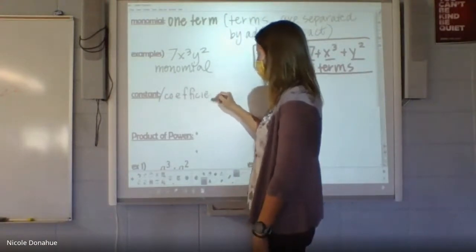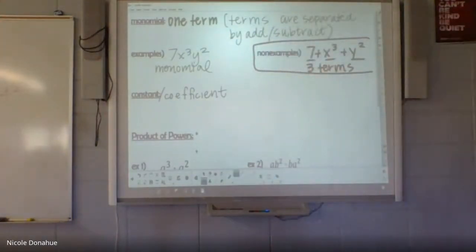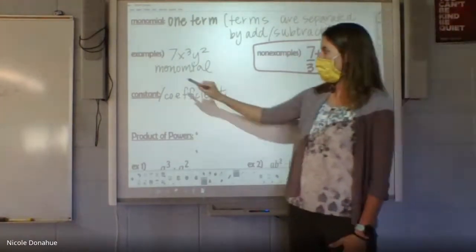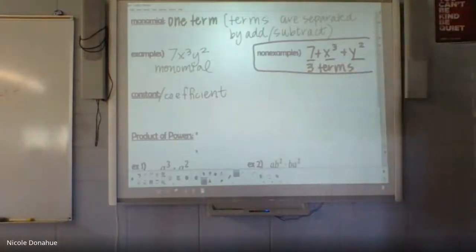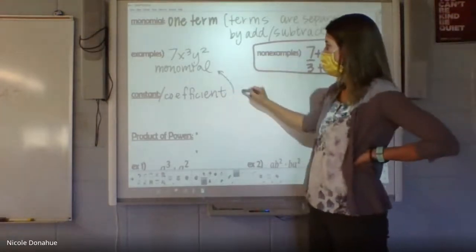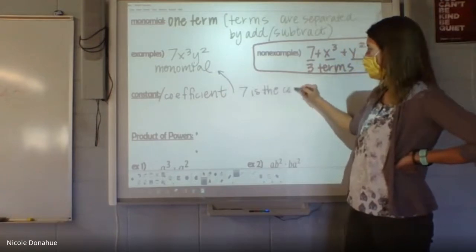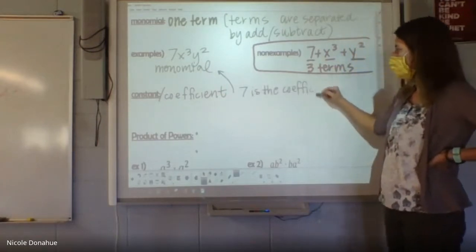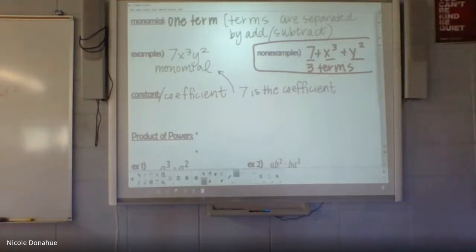We use the word constant or coefficient quite a bit. So what's the coefficient in this example? 7. The 7. So in this problem, it's the number being multiplied to the variables. So 7 would be the coefficient there.